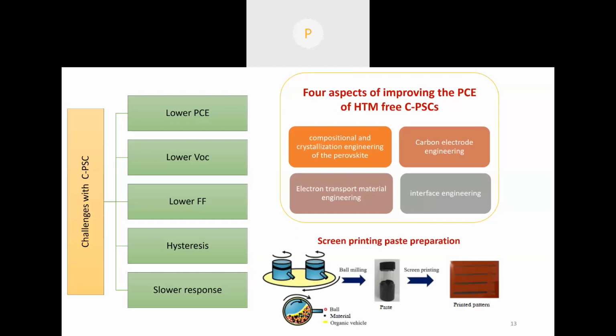So how we generally prepare screen printing paste is just ball mill all your material with organic binders and solvents, and then you rota evaporate and your paste is ready, and then screen printed. So yeah, next please.